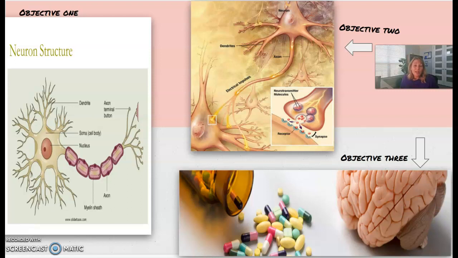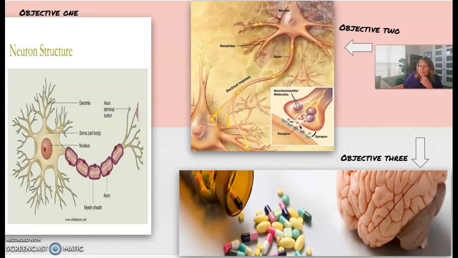The soma contains the cell nucleus, and the dendrites extend from the soma in tree-like branches. The axon is another major extension of the cell body. Axons are often covered by a myelin sheath, which increases the speed of transmission of neural impulses. At the end of the axon are terminal buttons that contain synaptic vesicles, filled with neurotransmitters. And that is objective 1.